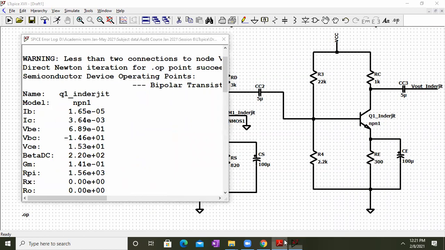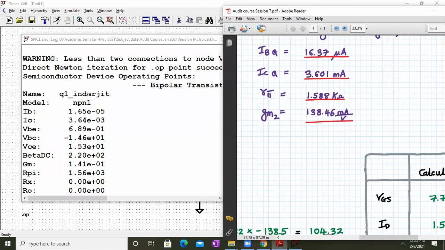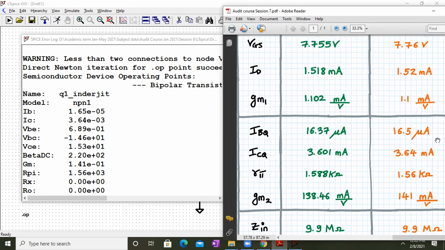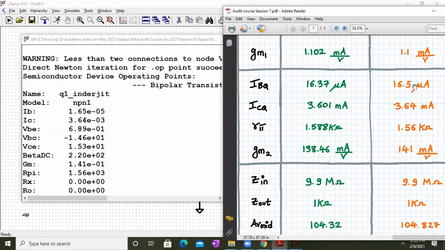So here are my BJT parameters. So let us check that out. I have these parameters written over here. Orange color is the simulated values and calculated values are green in color. So IBQ value is coming out to be 16.5 microamperes over here, and calculated is 16.37 microamperes. ICQ is 3.64 milliamperes in simulation, and in calculation it is 3.6 milliamperes. RPI value is 1.56 kiloohms, and we are getting 1.588 kiloohms.